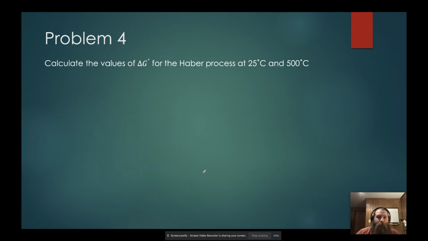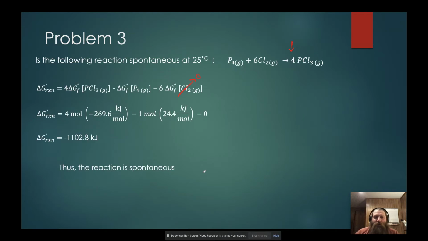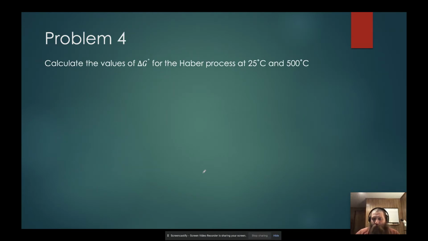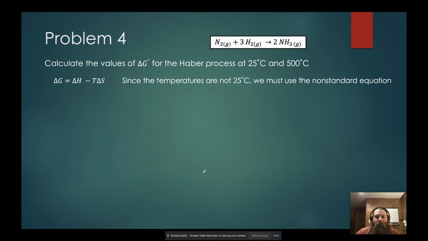Let's look at number 4. Calculate the values of delta G for the Haber process at 25 Celsius and at 500 Celsius. All right, what's the difference in this problem and that problem? Well, the problem is we don't have 25C for 500 degrees Celsius, right?